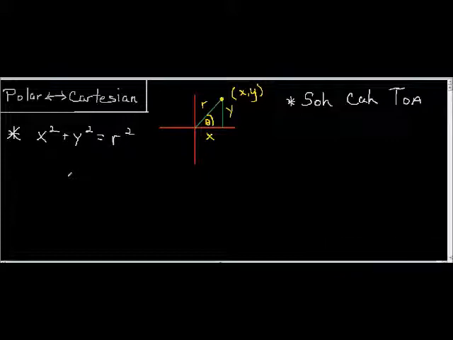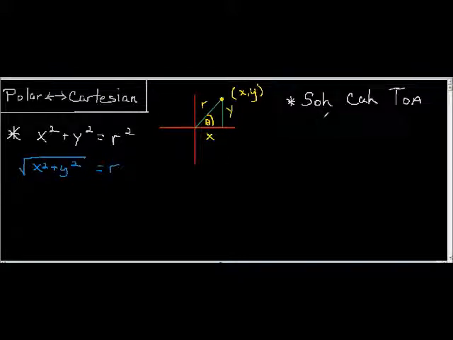So now this equation is very easy to solve for r. If we were given x and y, all we would have to do is take the square root of both sides of this equation. So that would leave us with r equals the square root of x squared plus y squared. So you see, if we were given the x and y coordinates, we can easily find what r would equal.